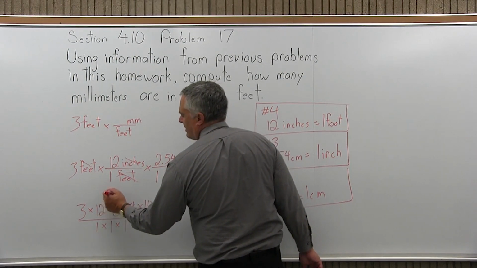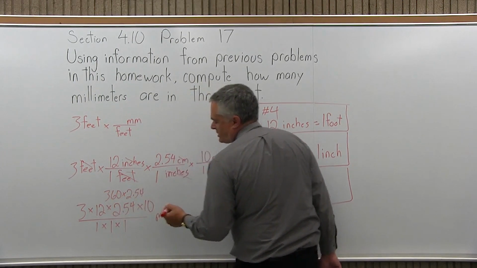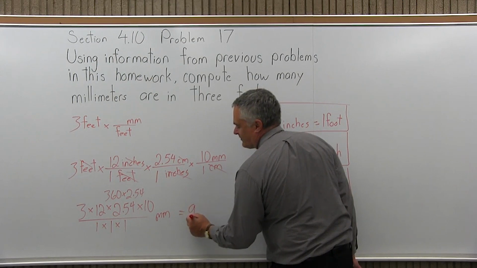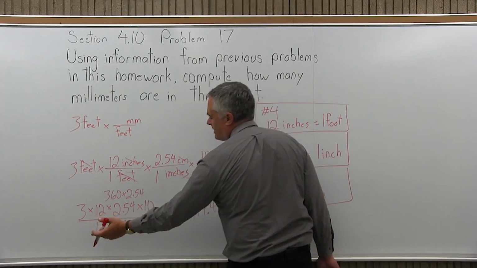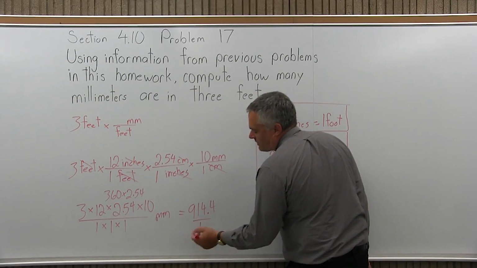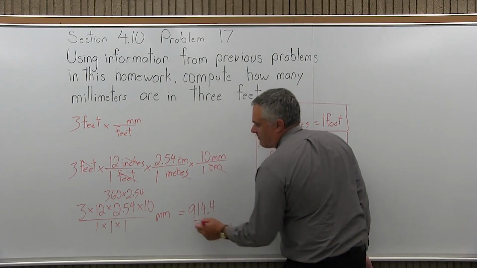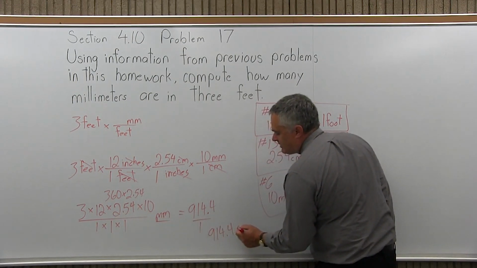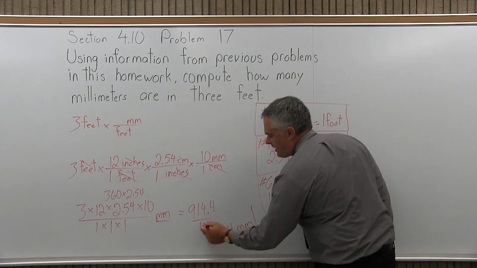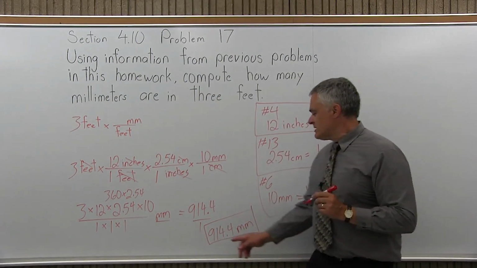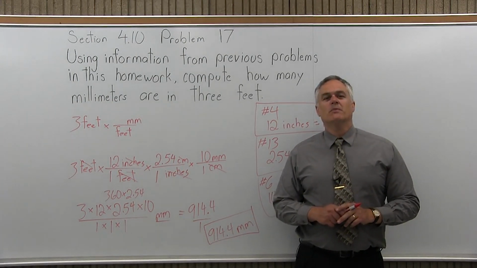And then I'll have 360 times 2.54, which I already checked on a calculator. I know the answer: 914.4. The denominator being 1, I don't really have to deal with. So I have 914.4. My units of measure are millimeters, because that's what the question asked me to find. So 3 feet in millimeters is a little over 900, 914.4 millimeters.